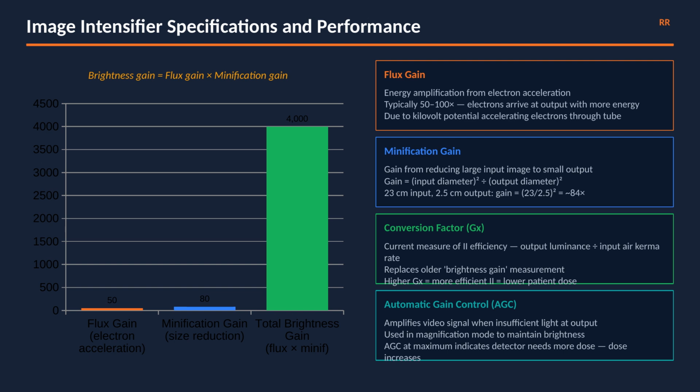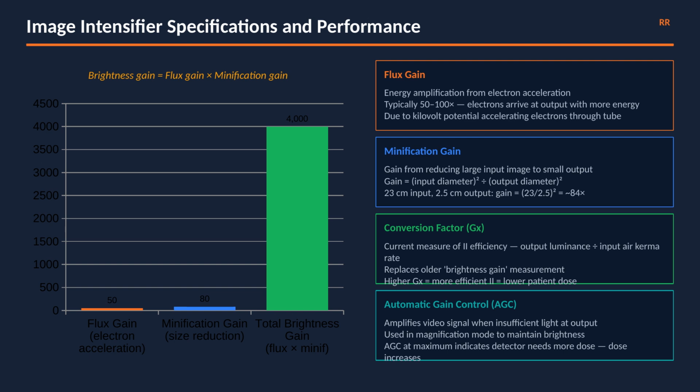Minification gain, the amplification from compressing the large input image to the small output image. Calculated as input diameter squared divided by output diameter squared. For a 23 cm input and 2.5 cm output, that is 23 squared divided by 2.5 squared, approximately 84 times. Total brightness gain, flux gain times minification gain. Typical values, 1000 to 6000 times.